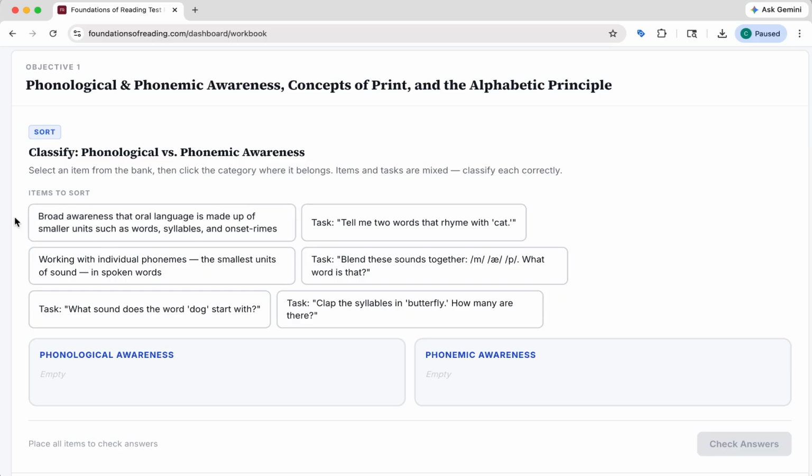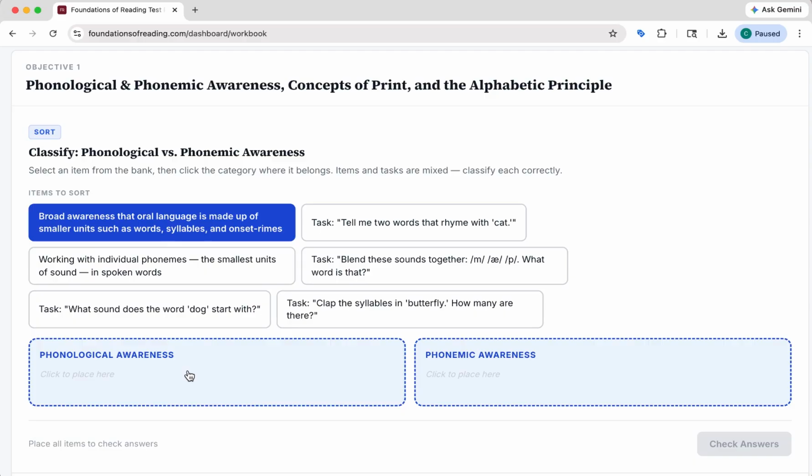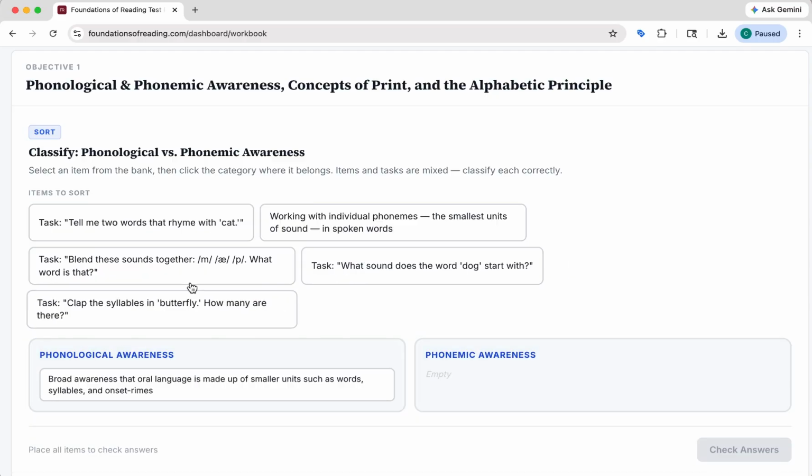All right. So first up, broad awareness that oral language is made up of smaller units such as words, syllables, and onsets or rhymes. Where should this go? So I'm going to click it. And I believe that's phonological awareness, so I'm going to put it there. Once I have all of these sorted, I'm going to check my answers.